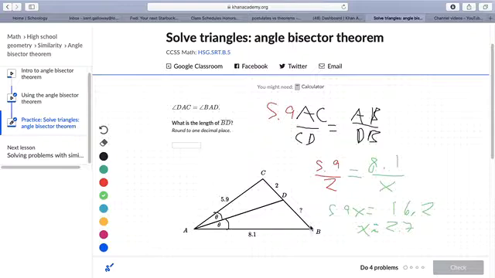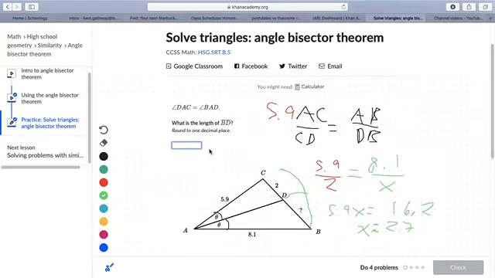Now BD is the whole thing. So oh no, it's not. It's just this one right here. But it was just what we were trying to solve for. Okay, so sometimes it will give us the whole thing, or it might ask for the perimeter. So be careful of that. So it's going to be 2.7.